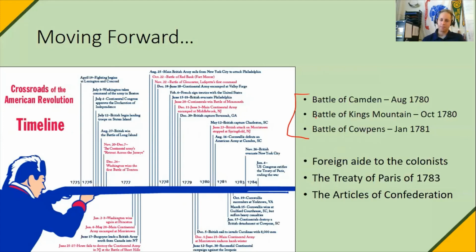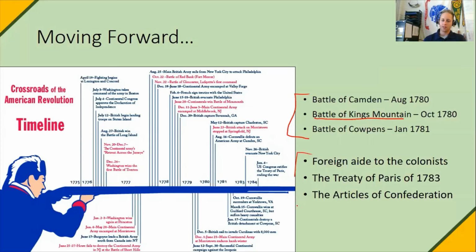Battle of Kings Mountain is a pretty minor one, but if you want to read about just a bunch of mountain men coming over and regrouping to wreak havoc on some loyalists that were doing some shady stuff, that's a pretty cool one. What we are going to focus on instead in class is we're going to be talking about foreign aid to the colonists.